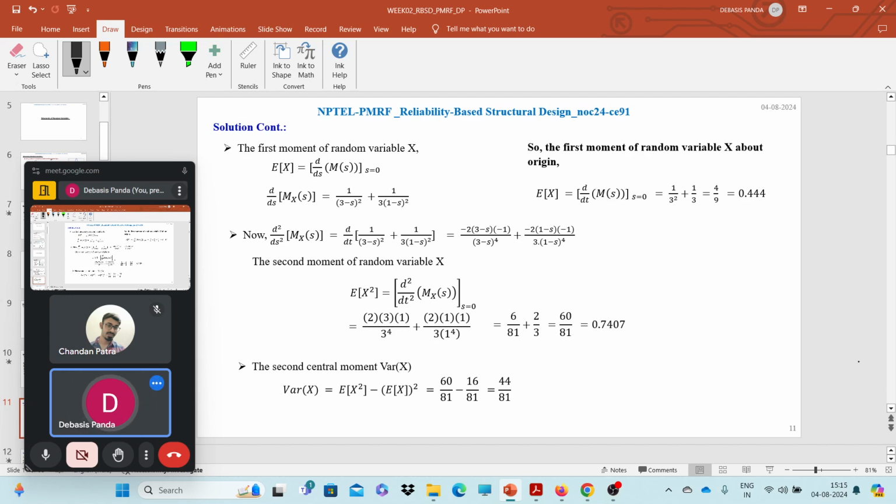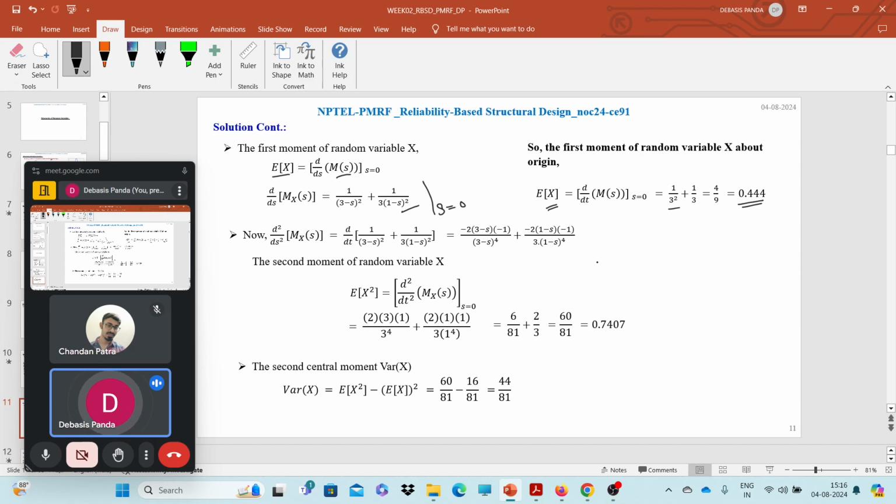So let's quickly solve the second part of this problem. The first moment is nothing but E of x. How can we find it out? We need to differentiate this moment generating function with respect to s and take the value at s equals 0. If you do the derivation, it will be 1 by (3 minus s) the whole square plus 1 by 3 (1 minus s) the whole square. Now at s equals 0, we will find that the first moment about origin is nothing but 1 by 3 square plus 1 by 3, that means 4 by 9, and it will eventually come out as 0.444. So from the moment generating function, we found that the first moment is 0.444.